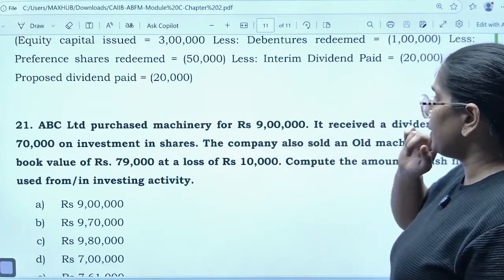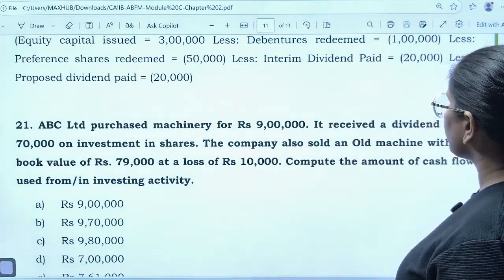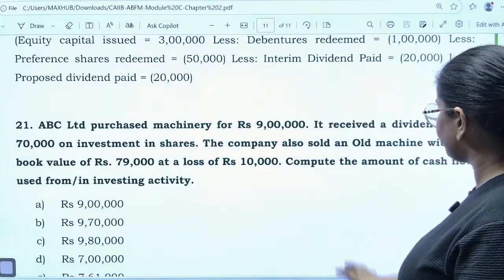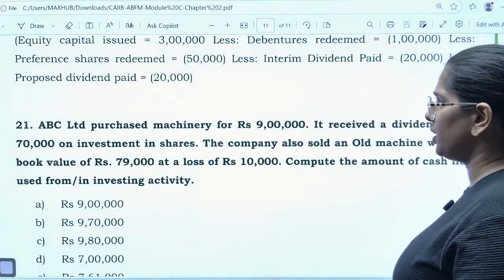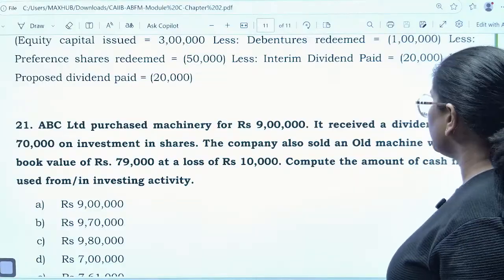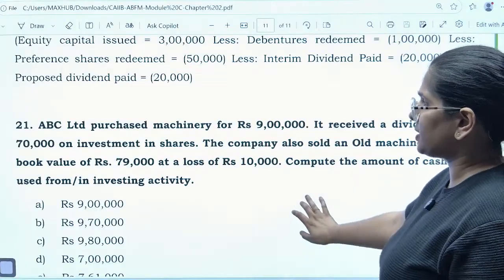Next is ABC Limited purchased machinery for 9 lakhs. It received a dividend of 70,000 on investment in shares. Okay. It also sold an old machinery worth 79,000 at a loss of 10,000. You need to compute the amount of cash flow from investing activity.